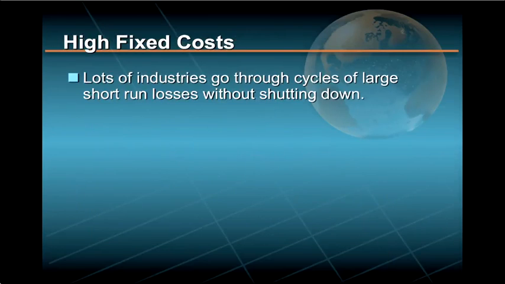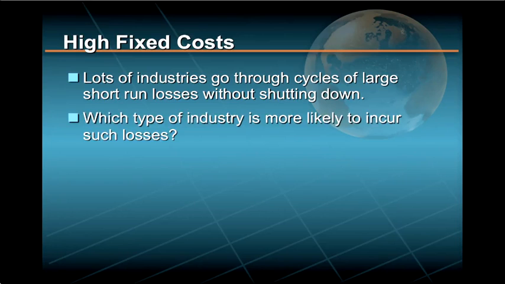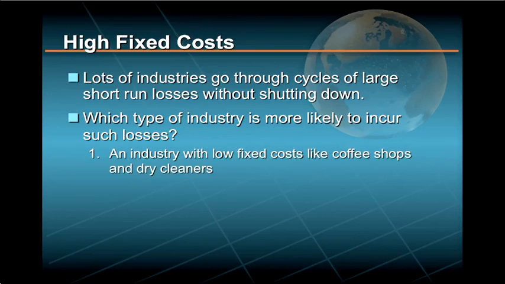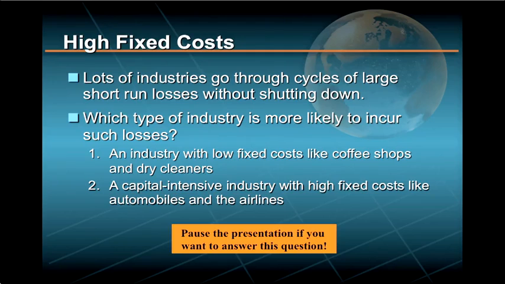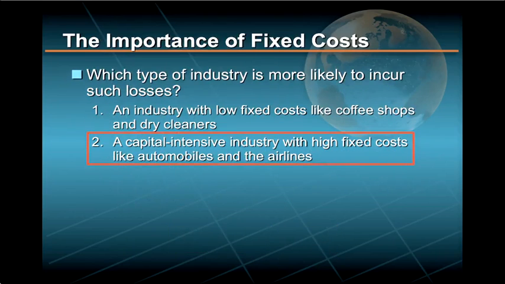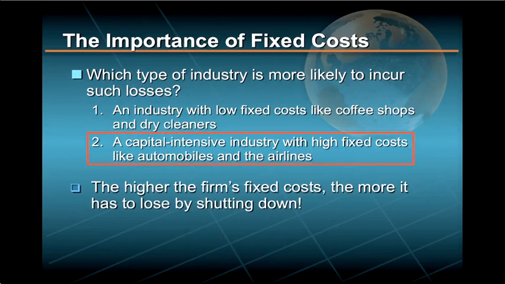In fact, there are lots of industries that go through cycles of large short-run losses without shutting down. Knowing what you know about the shutdown rule, which type of industry is more likely to incur such losses? An industry with low fixed costs, like coffee shops and dry cleaners, or a capital-intensive industry with high fixed costs, like automobiles and the airlines? It's the capital-intensive industry, of course. The higher the firm's fixed costs, the more it has to lose by shutting down.